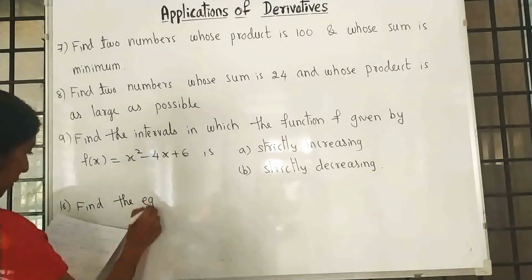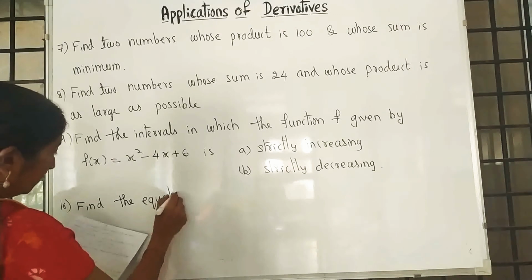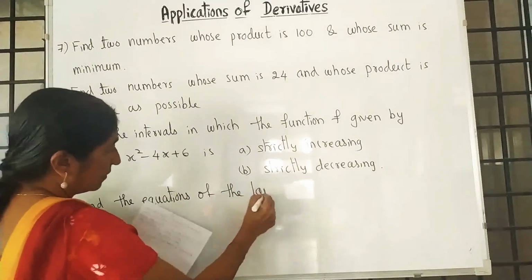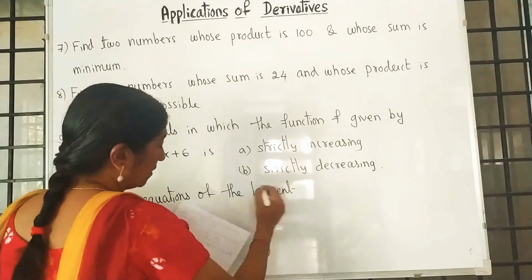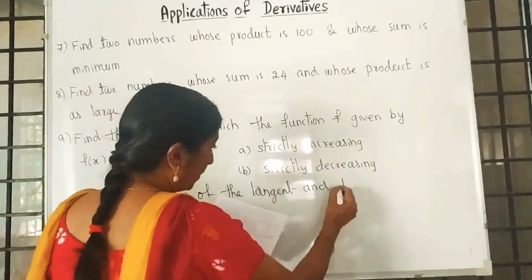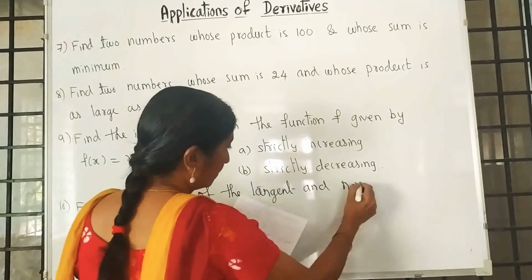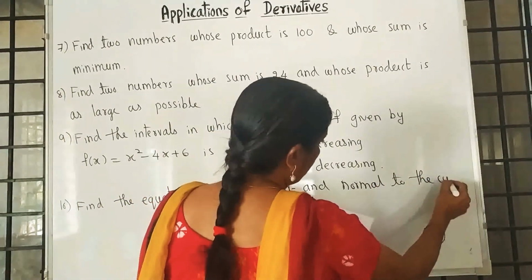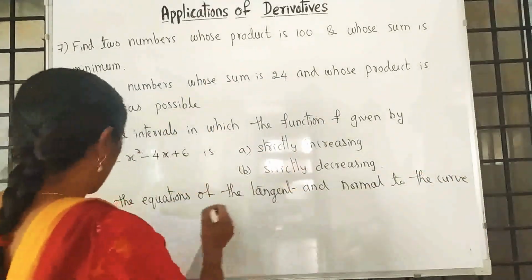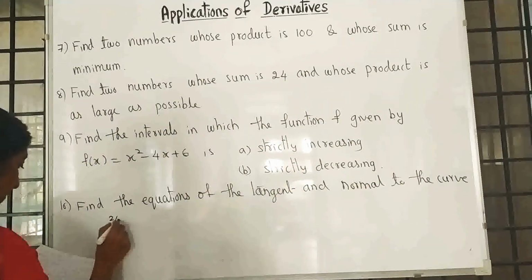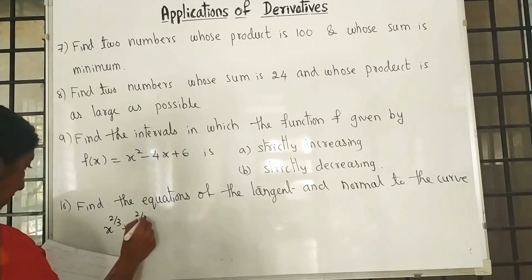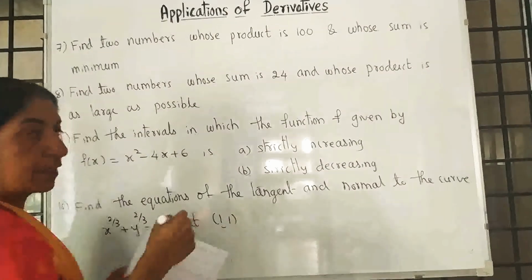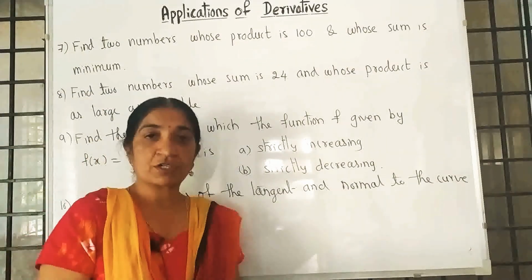Find the equations of the tangent and the normal to the curve x raised to 2 by 3, plus y raised to 2 by 3 is equal to 2 at 1, 1. These are the expected questions for 3 mark.